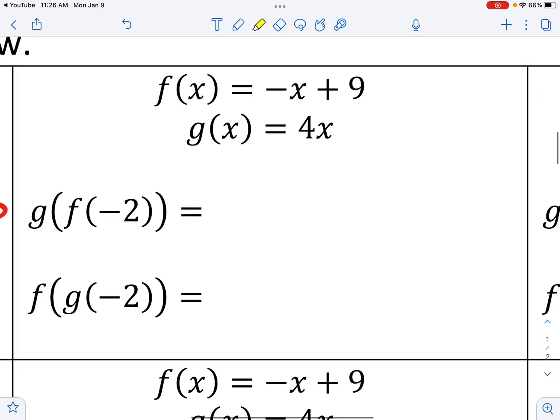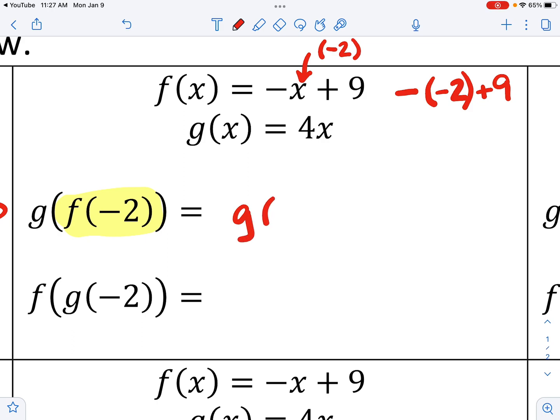So again, I start at the inside first. I'm going to plug -2 into this. Now remember, I'm going to replace this with a parentheses and -2. So what I'm typing into Desmos is a negative parentheses -2 plus 9 to figure out what my f of -2 is equal to. Do that. Don't guess. Don't assume. Don't wait for somebody else to do it for you. Plug it in. So you should have g of 11.